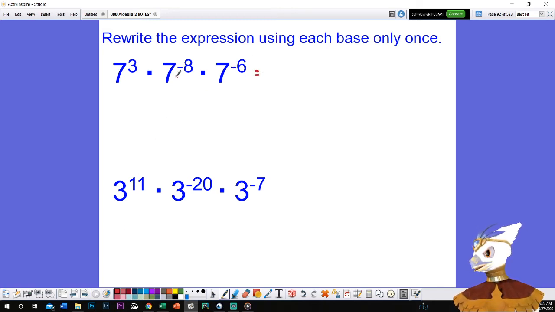So here, 7, 7, 7, they're all 7s, so I copy the 7. 3 plus negative 8 is negative 5, negative 5 plus negative 6, negative 11. Over here, 3, 3, 3, so I'm going to put 3. 11 minus 20 is negative 9, negative 9 minus 7, negative 16.